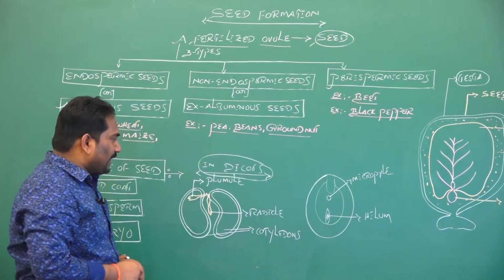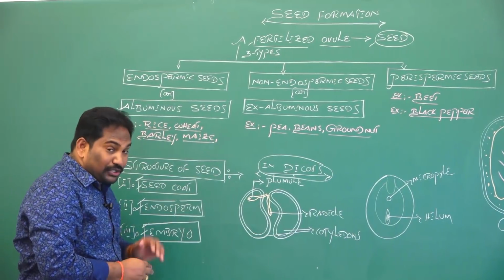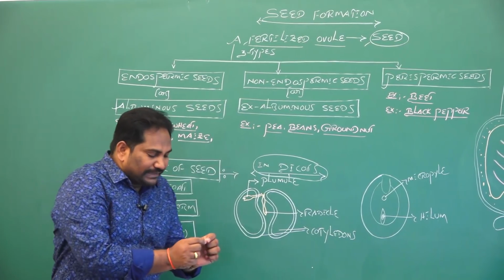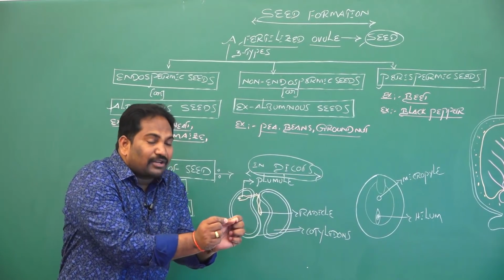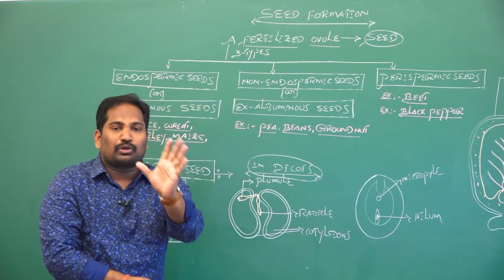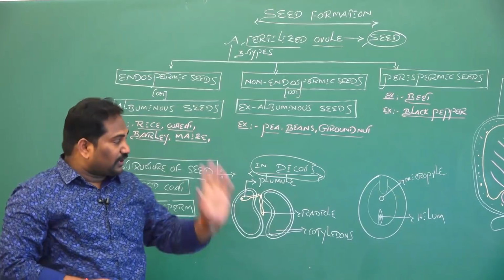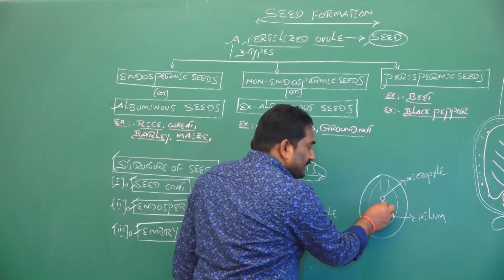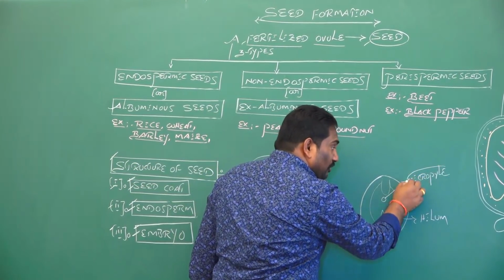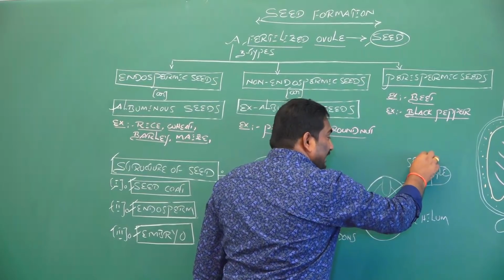And one more important characteristic feature. In the structure of ovule, two integuments leave a narrow space called as micropyle. In the structure of ovule, micropyle is present. After fertilization, it is converted into seed. That micropyle is converted into seed pore.